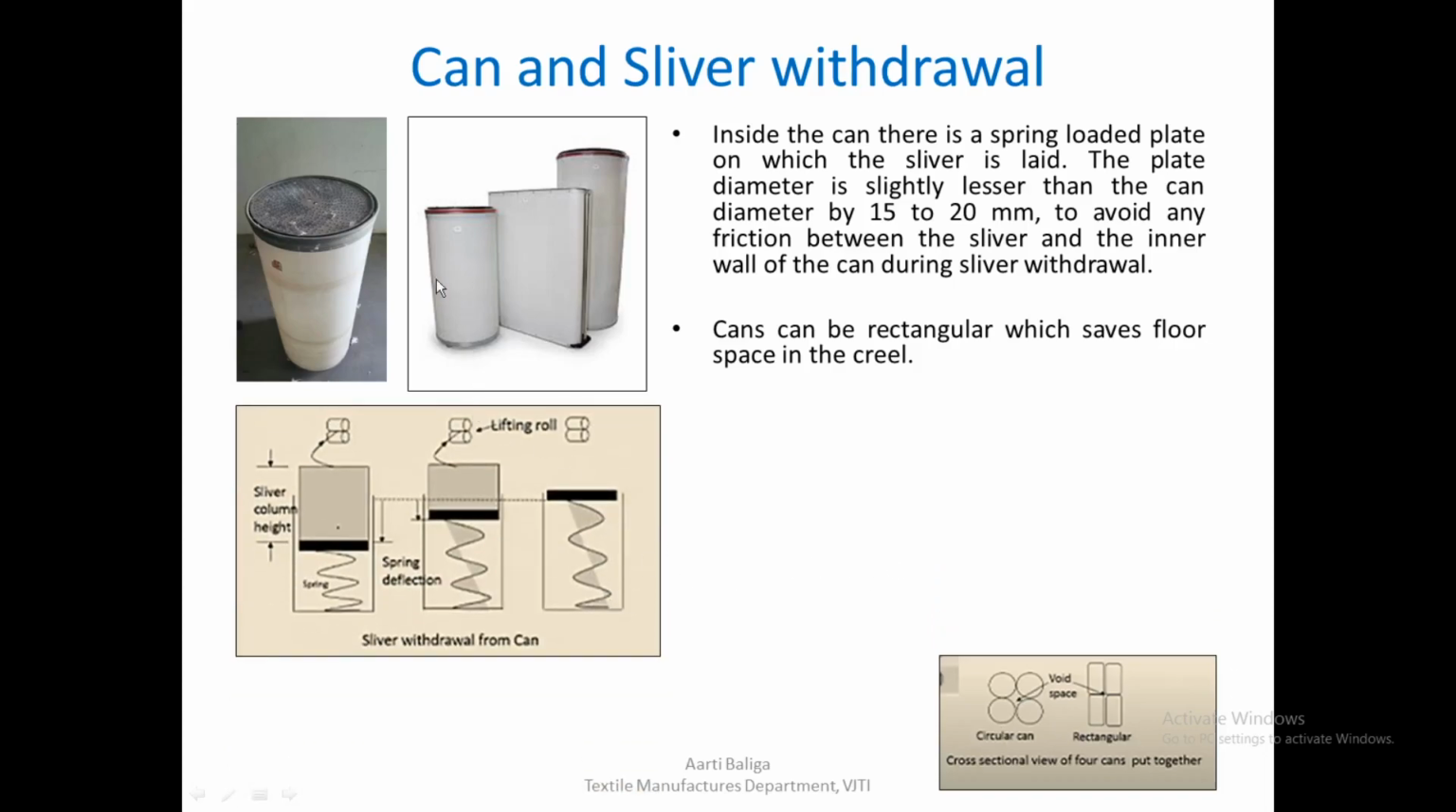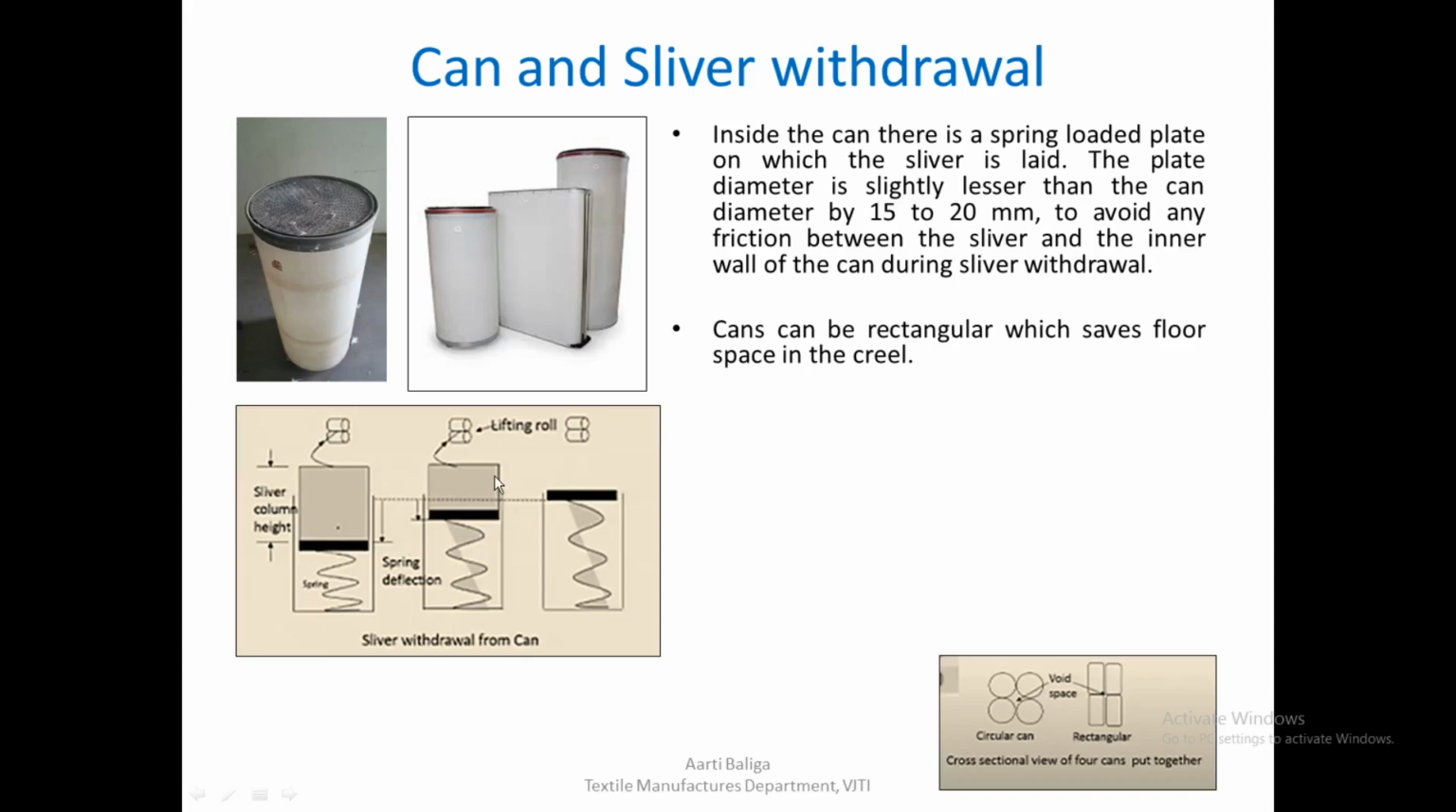Let us see how this can plate helps us. You can see here, this is the image which shows the withdrawal of the sliver from the can. Once the can is filled and it goes on to the next machine, during withdrawal, what is the situation like? So when the can is say this much full, you can see that the can plate has risen. As soon as the sliver is being withdrawn, the spring will push this can plate upwards, and this is the first case where there is enough sliver.